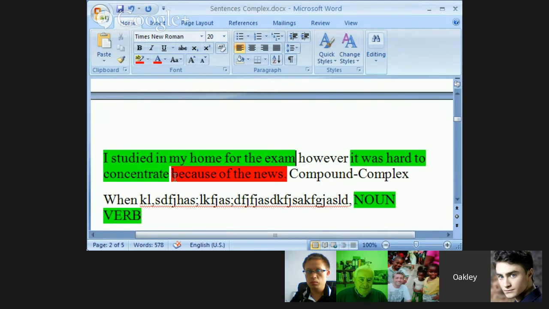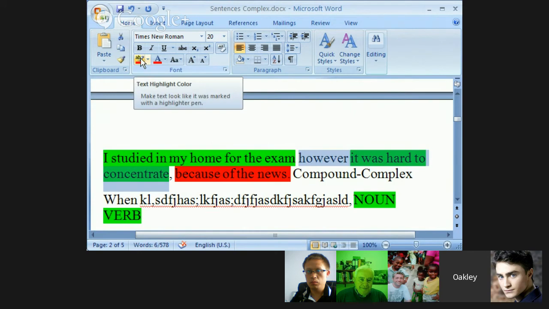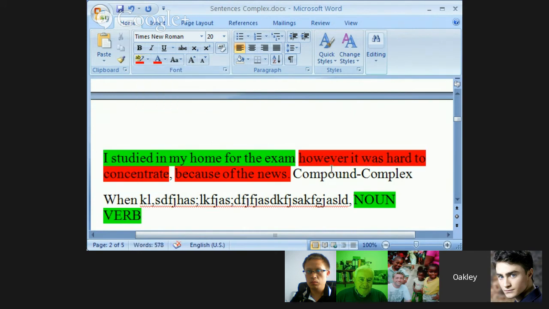However, it was hard to concentrate now, comma, because of the news. And so could we say "now," teacher? Yes. And now, with this punctuation, just changing the punctuation, that's it. Now I'm using "however" as a subordinator, not as an adverb, but as a subordinator, and now I have a complex sentence. Nifty. Just a little switcheroo with the old punctuation. Neat.